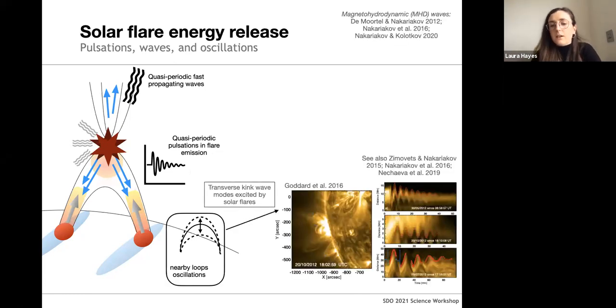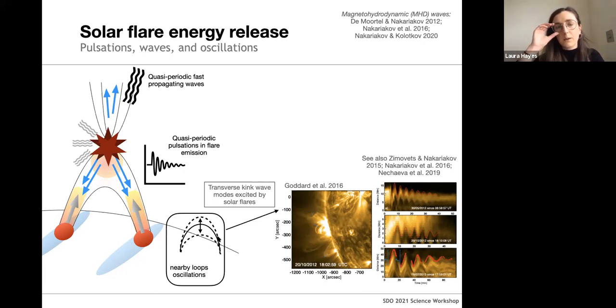Focusing on this one first, MHD oscillations observed with AIA warrant their own review talk, I think, for sure. And I'm sad I can't go into this in more detail. But one thing that flares do generate are these transverse kink oscillations that we see in nearby loops, or flare loops within the region.